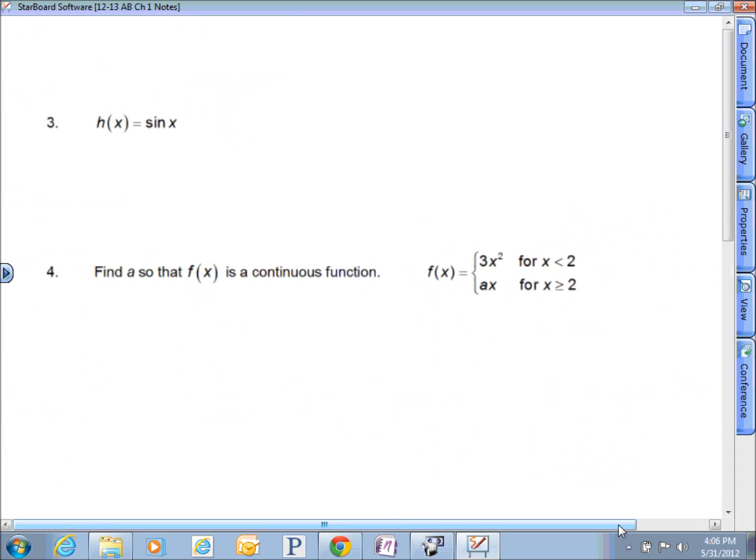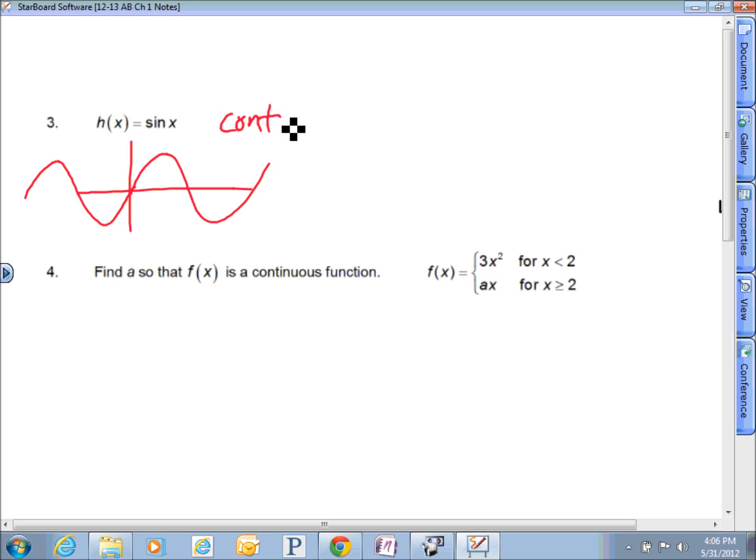The last one I want to add in this particular setup, or I guess we'll do these two. H of x equals sine of x. We've done a lot of work on this already. Continuity, sine graph. I could keep going on and on and on. Does that function have any breaks, any holes, any asymptotes? Absolutely not. This would be a continuous function, based on what we know about the graphs.